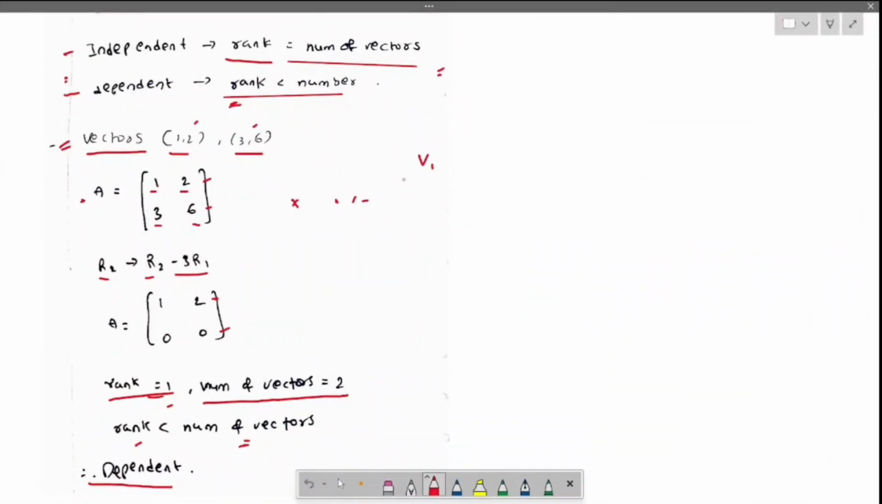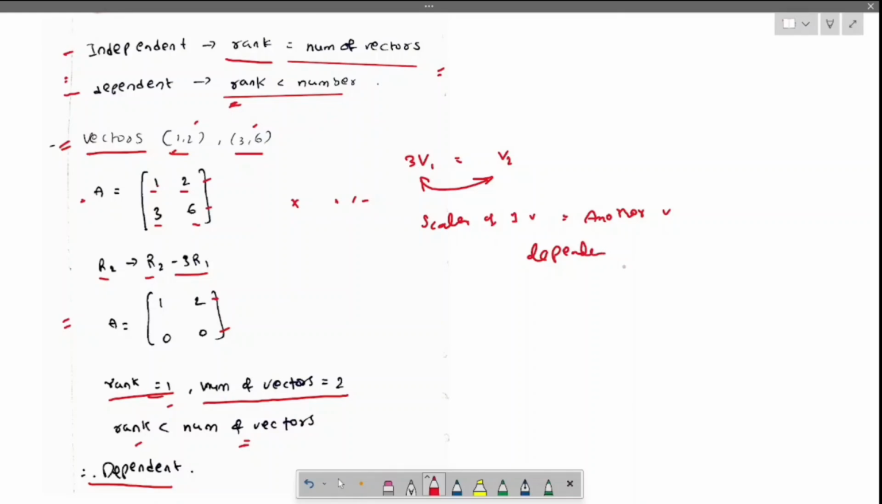Just now I said I will give you a trick for dependent and independent. So let us check for the dependent. We have proven this as dependent vectors. We have vector 1 and vector 2, and 3 times vector 1 is equal to vector 2, right? So which is dependent. A scalar multiple of one vector equal to another vector is simply dependent.